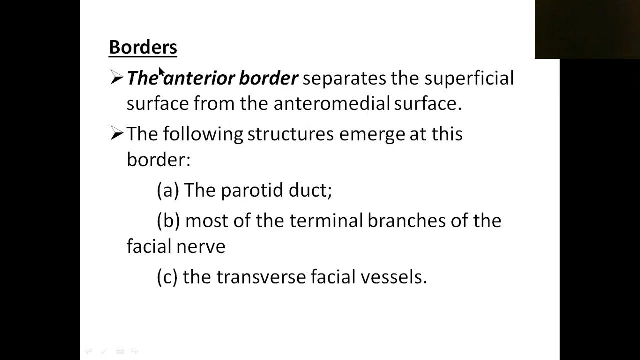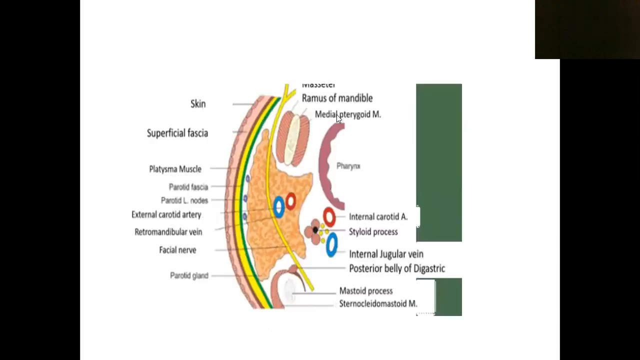Now, the relations of the borders. See the anterior border. The anterior border separates the superficial surface from the anteromedial surface. We can check this anterior border here in this cross section. This is the anterior border, so it separates the superficial surface from the anteromedial surface. Then the posterior border separates the superficial surface from the posteromedial surface. The medial border separates the anteromedial surface from the posteromedial surface.